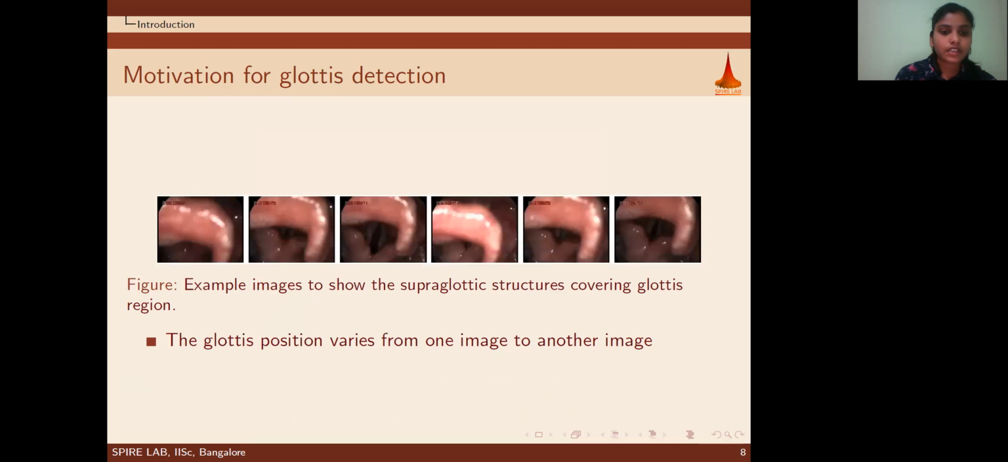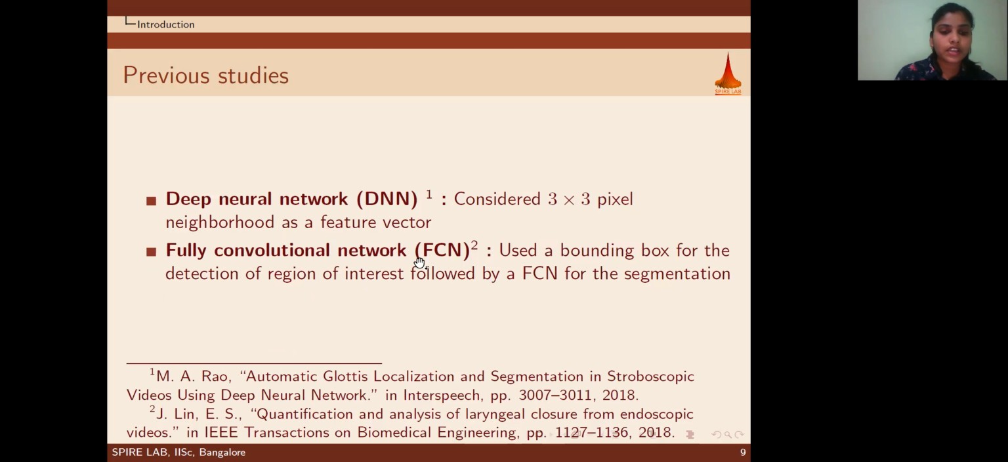This figure illustrates the example images to show the supraglottic structures covering the glottis region. Here, images have been obstructed by the epiglottis, which makes the glottis invisible in all the cases. Due to this, glottis position varies from one image to another, which is again a challenge to glottis detection and segmentation algorithms. To make the predictions robust to this kind of translations, we use a glottis detection network prior to the glottis segmentation.